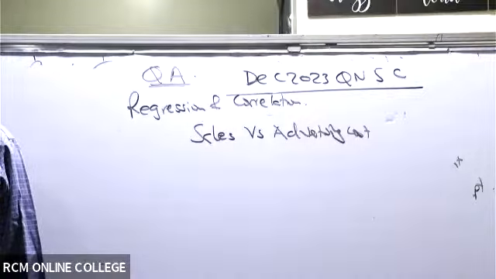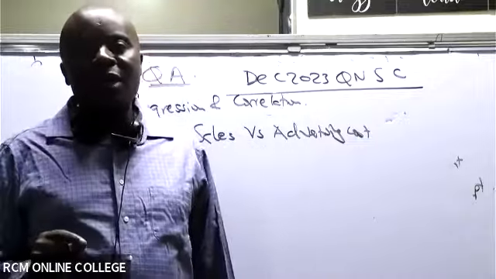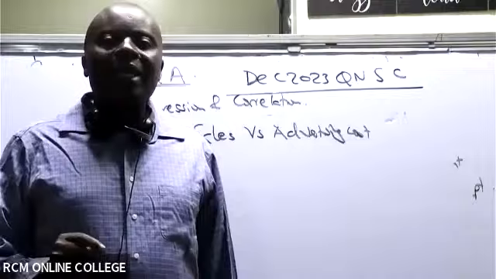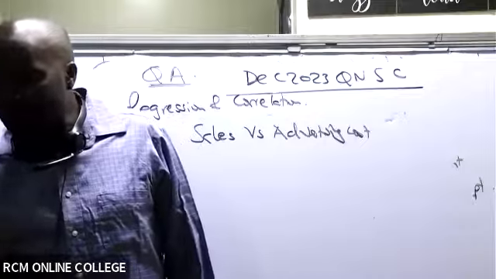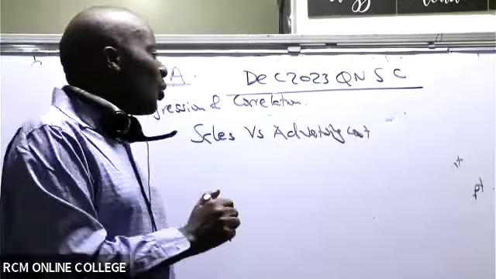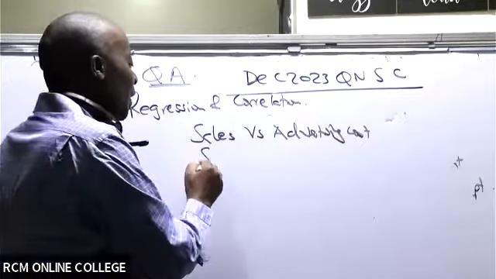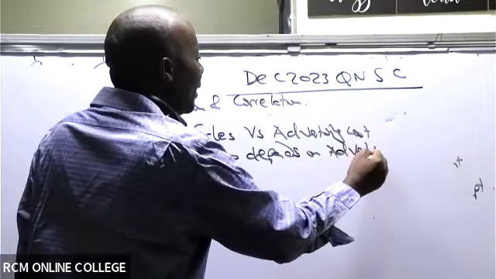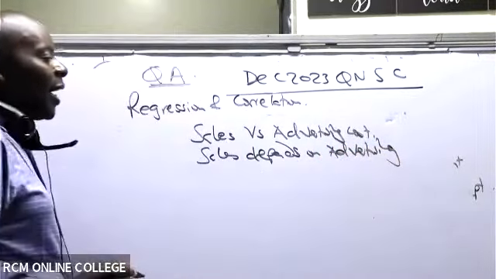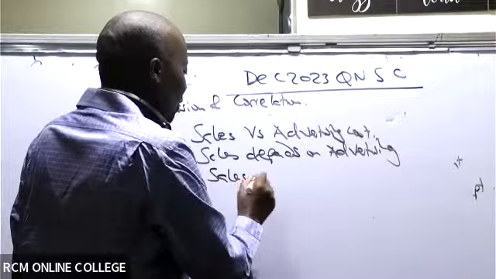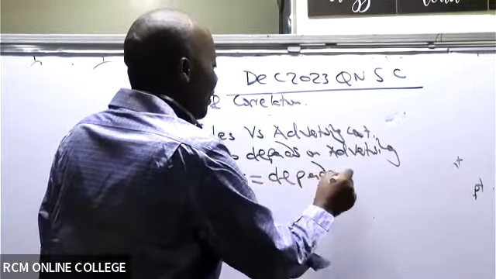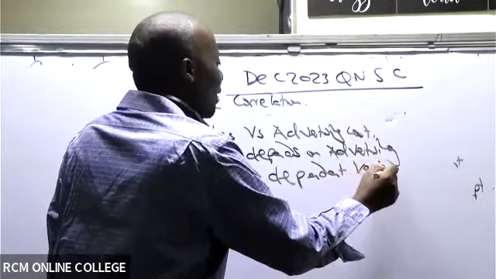Ladies and gentlemen, what I know is that if we are aggressively advertising, like RCM College, the moment you aggressively advertise, then sales will have to grow. Sales depends on advertising. Thank you very much, Sabrina. So sales depends on what here? Advertising. And therefore, sales is the dependent variable.